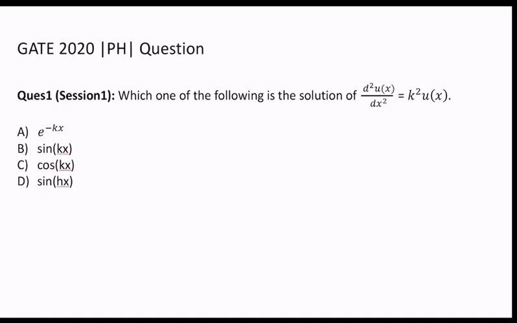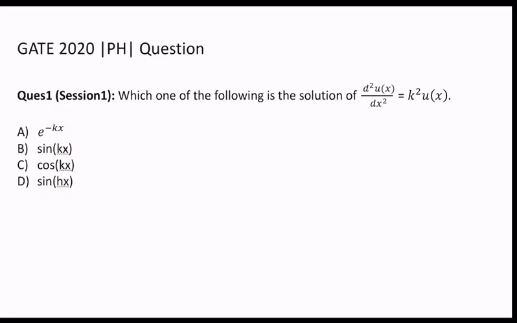In this video, I am going to solve question number 1 which appeared in GATE 2020. The question is, which one of the following is the solution of the differential equation d square u by dx square is equal to k square times u of x? And there are 4 options. First option is e to the power minus kx, second option is sine kx, third option is cos of kx, and fourth option is sine hyperbolic x.